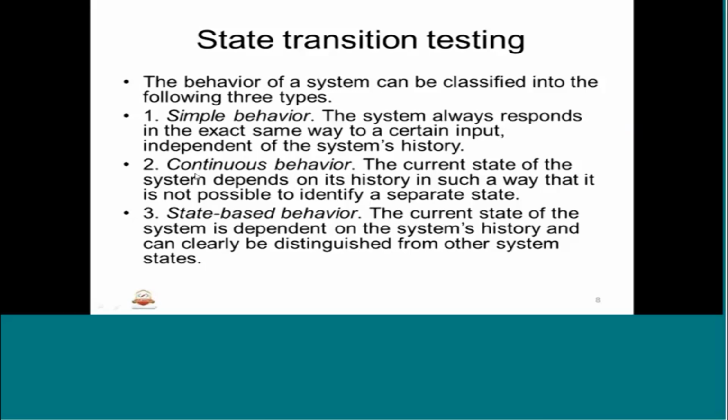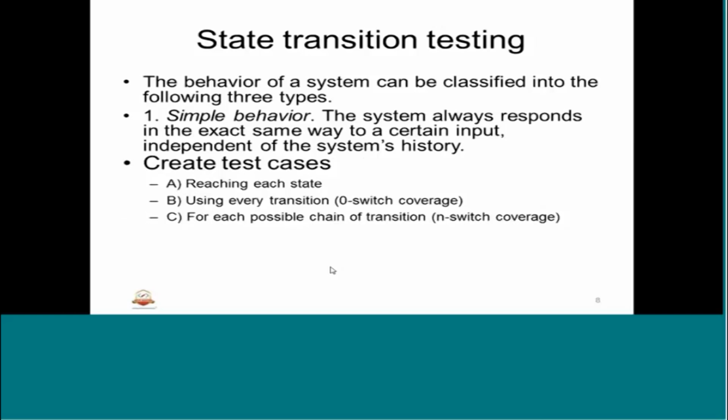Then there is a second type called continuous behavior, where the current state of the system depends on the history of the system, in such a way that it is not possible to identify a separate state. That means states keep on changing. We will not be knowing, it's a continuous behavior of the system. Then we have a state based behavior where the states the system enters can be distinguished from other system states based on the system history. So these are basically the 3 types.